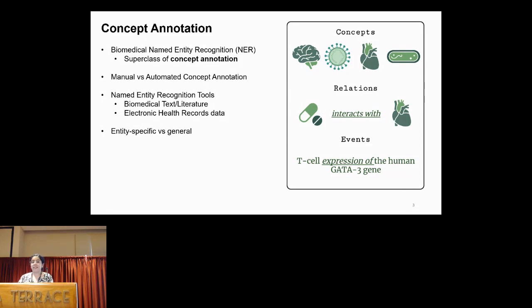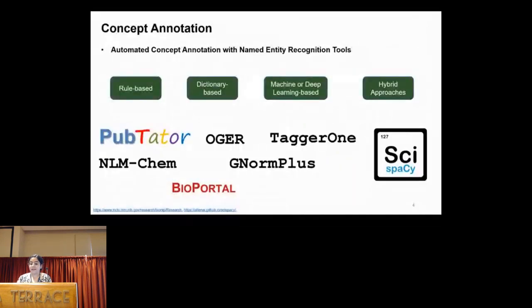The systems can also be designed for specific entity types, for example, for only gene annotations or chemical annotations, or can be general purpose for all biomedical entities. Named entity recognition tools can also be developed with different methods. So there are rule-based systems, dictionary-based lookup systems, machine learning or deep learning-based systems, or hybrid approaches that combine these methods together. These are examples of some tools that you may or may not be familiar with for both entity-specific and general-purpose named entity recognition.